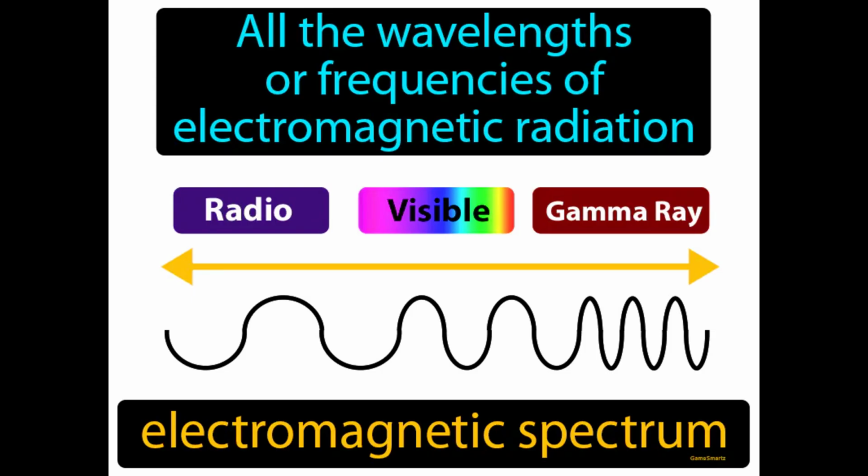All the wavelengths or frequencies of electromagnetic radiation. Electromagnetic spectrum. The electromagnetic spectrum is the range of all types of light energy, from radio waves to gamma rays that travel through space.